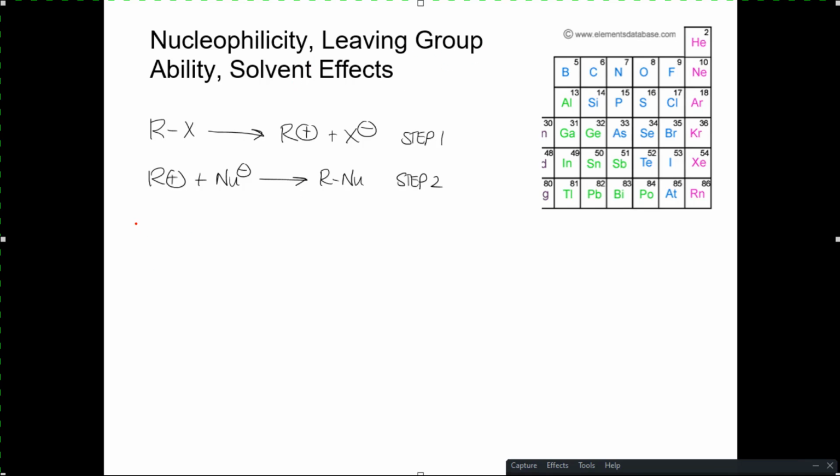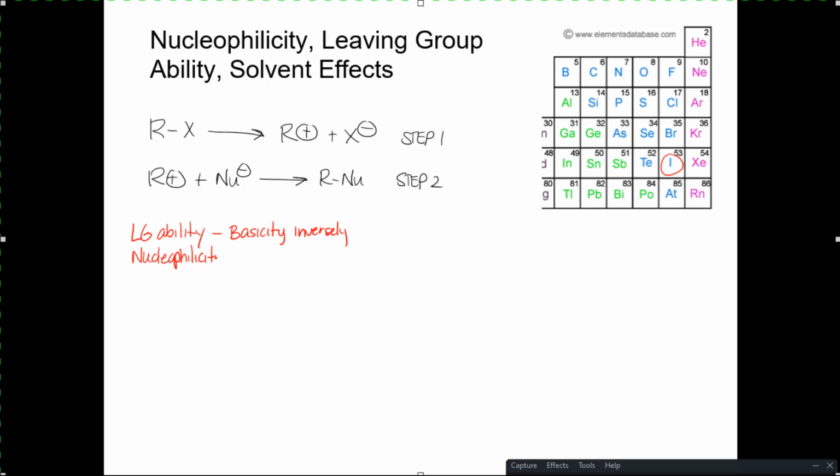Remember that leaving groupability is based on one thing: basicity, inversely. So in terms of leaving groupability, what are the best leaving groups? The halogens, and of the halogens, which is the best leaving group of those? Iodide.